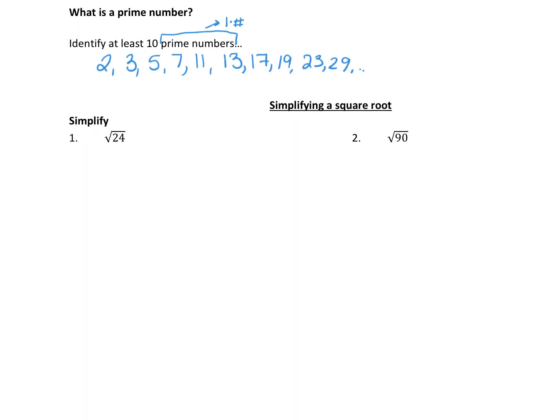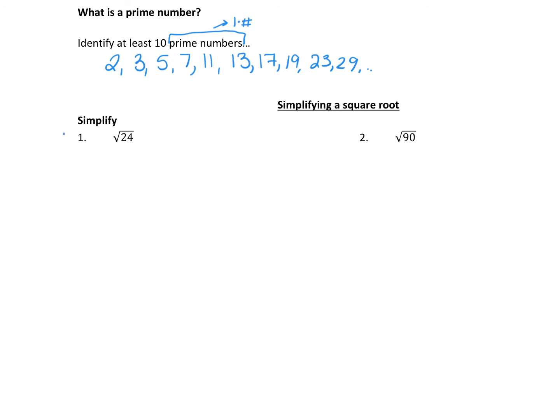All right, so let's talk about how we simplify a square root. First, I'm going to write all the little perfect squares that are less than 24 on my right side here. So 1, 4, 9, 16. The next one would be 25, but that's bigger than 24. Then I'm going to think about which ones of these are factors of 24. Does 16 go into 24? No, it does not. Does 9 go into 24? No. But 4 does. So I'm going to break 24 down into 4 times 6.